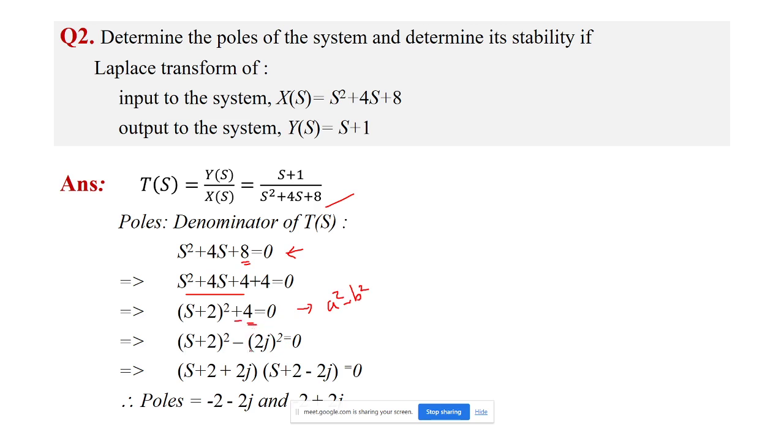So in order to get minus, I will add j, so minus 2j whole square. 2j whole square is minus 4, and minus minus will be plus. So these two are the same, and this is a square minus b square, so a plus b into a minus b. Here a is s plus 2, b is 2j. So s plus 2 plus 2j into s plus 2 minus 2j.